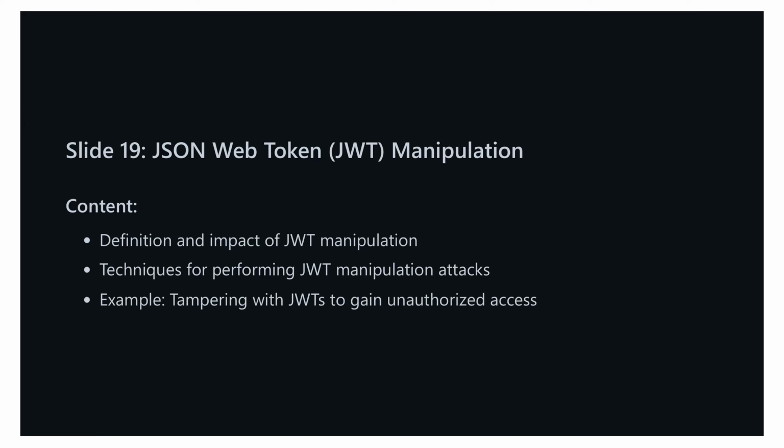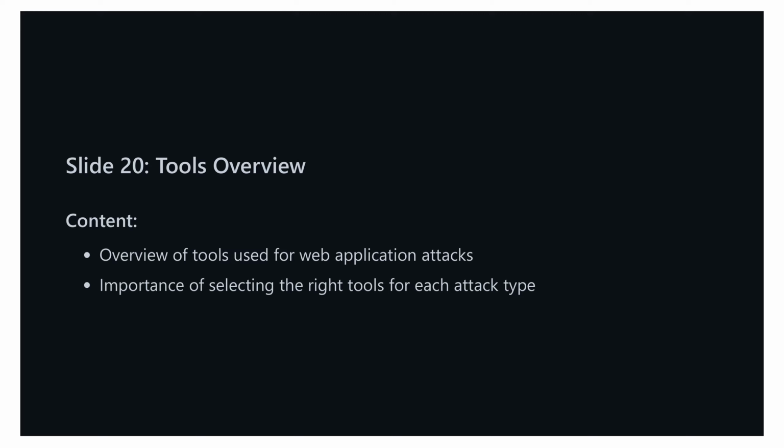In the next slide, we'll shift our focus to an overview of tools commonly used for web application attacks, and we'll discuss why selecting the right tools for each type of attack is critical. This knowledge will further empower you to both carry out and defend against various web application attacks effectively. Let's move on. In the previous slide, we discussed JSON Web Token, JWT manipulation, covering its definition, the impact of such manipulations, various techniques for performing JWT manipulation attacks, and provided an example illustrating how tampering with JWTs can lead to unauthorized access. Now let's dive into an overview of tools utilized in web application attacks.